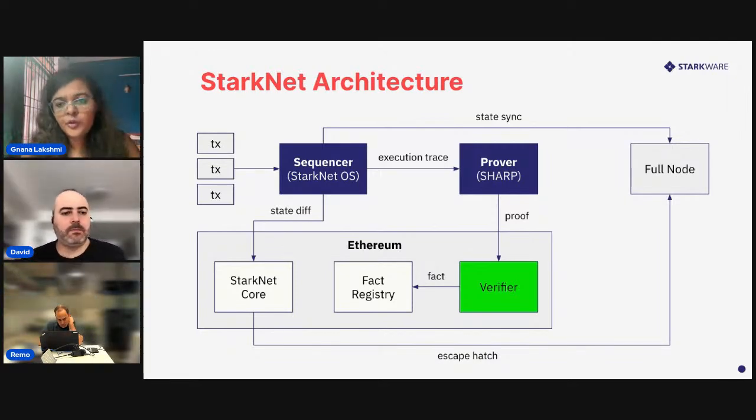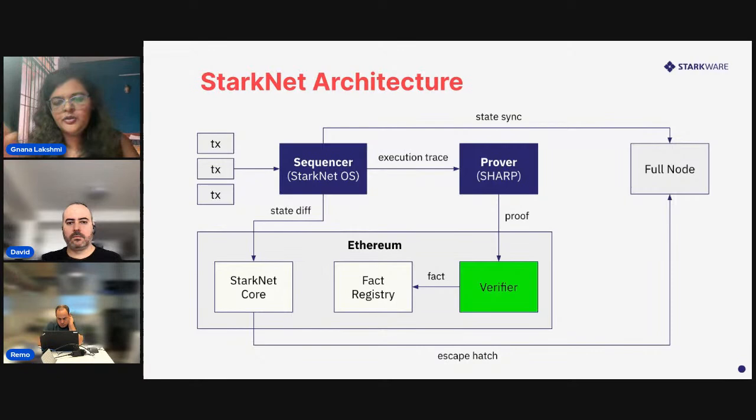And we have a full node which syncs the state from the sequencer and the StarkNet core. So in a situation where, say, the sequencer goes down, you can always populate the L2 set of transactions again by getting the state differences from StarkNet core. So the full node takes the data and syncs it, and it can sync it back again. That's why you can also think of it as an escape hatch.